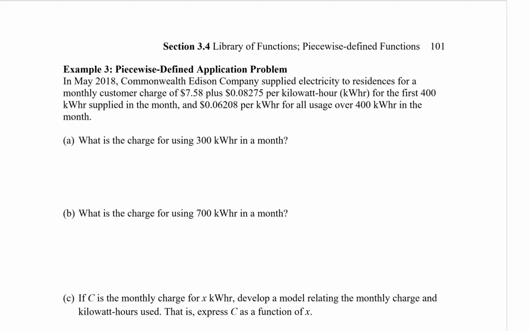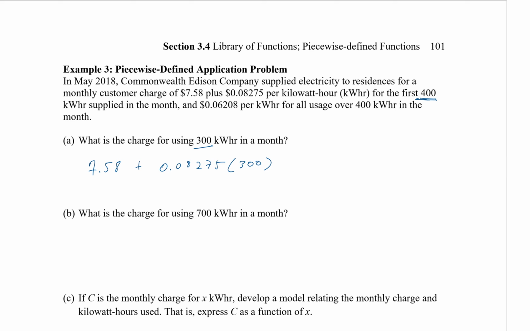Let's see. For the first 400, they charge you this much, but they also charge you $7.58. So they always charge you $7.58, but then they also charge you 0.08 dollars per kilowatt hour for the first 400. So since 300 is within that, I can just multiply by 300. Okay. Definitely need a calculator for this one.